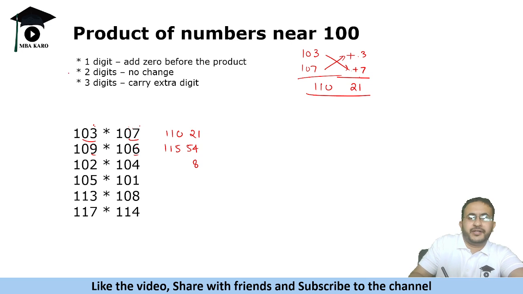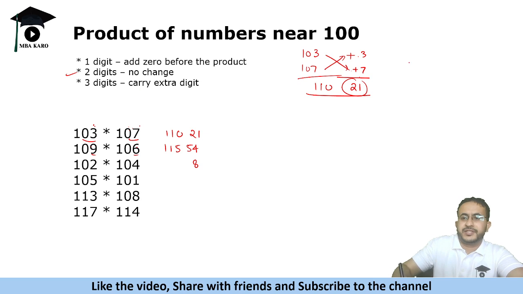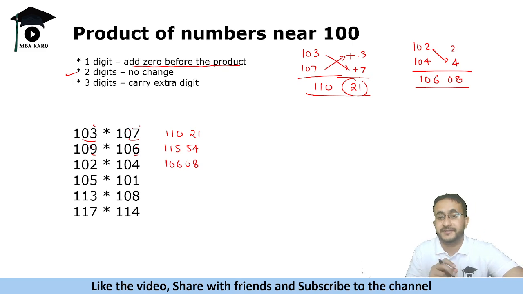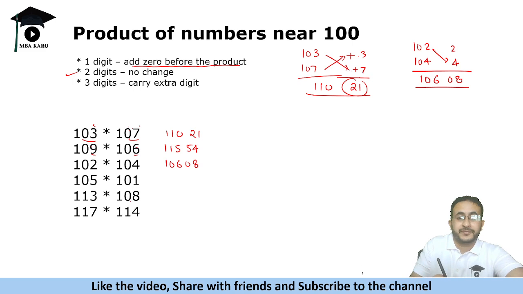Now if you do 102 into 104, you will get 8 as the product. Now I have written that if there are two digits, we need no change, like here we were getting two digits. But suppose it is 102 into 104, it is 2 into 4, which is 8. So we add 0 before the product, because we need to make a two digit number, and we do the same thing, we add, so we get 10608. So you can do these calculations mentally if the numbers present are near 100. This is 105 into 101, 5 into 1 is 5, so 05, and 105 plus 1 is 106.